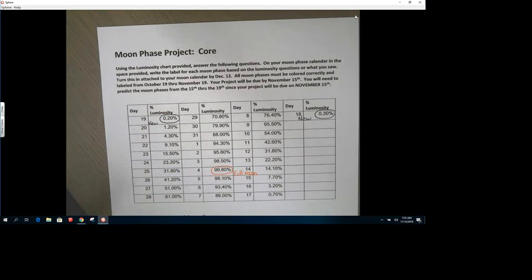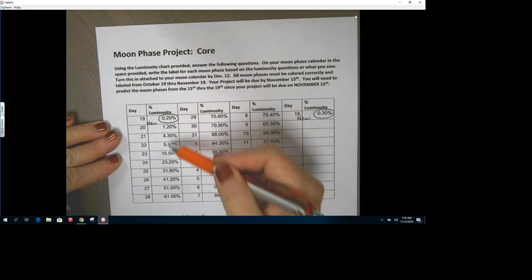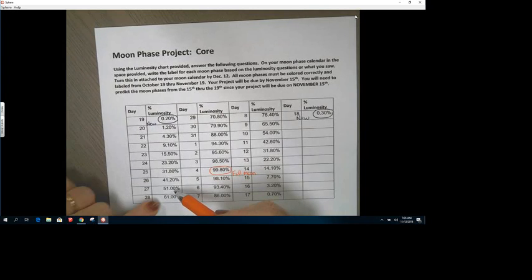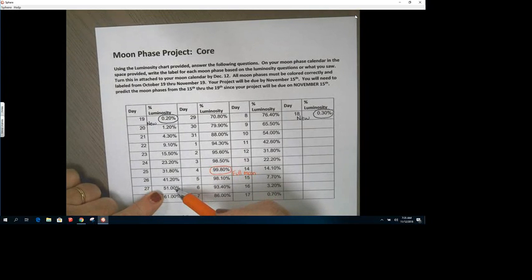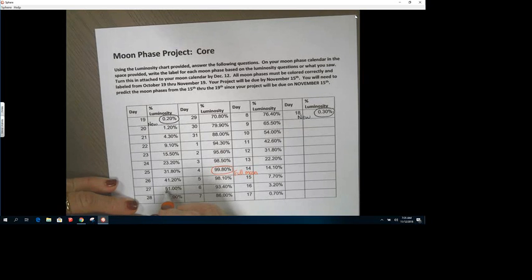So when I go in and I look, I know that if I'm waxing, I'm looking for the one that's going to be closest to 50%, because 50% is going to be my quarter. 51 is closer than 41, so this is going to be my first quarter.